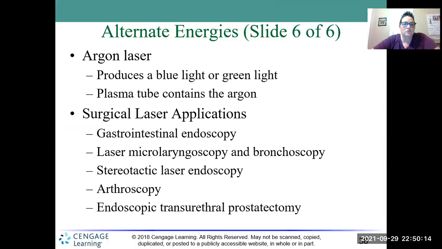And then the argon laser. So this is a blue or green light, where that plasma tube contains argon gas. And then we have a lot of different types of cases that these lasers can be used in.